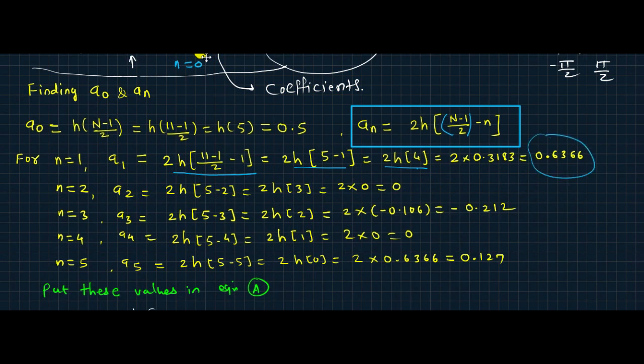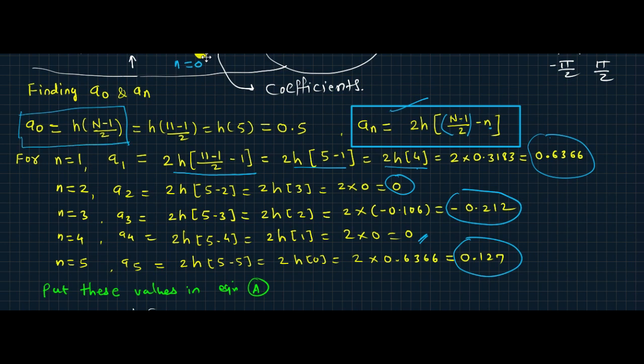Similarly, we can obtain the value of a2. a2 is 0. a3 is minus 0.212. When you substitute n equal to 4 in this equation, we get 0. And for n equal to 5, we get 2 into h of 0, that is 0.127. Now, how to find the value of a0? By using this formula. Use this relation.